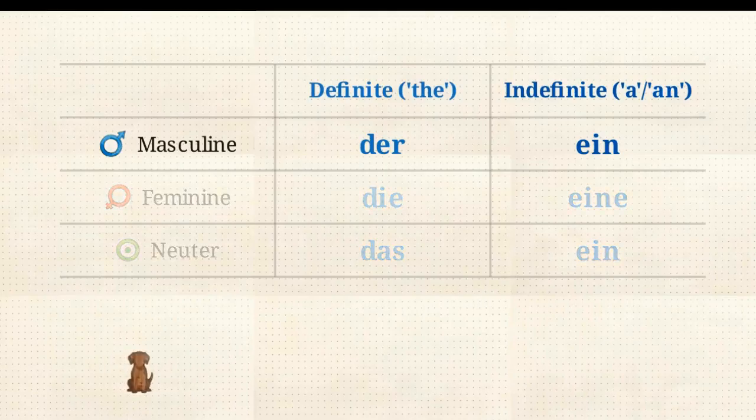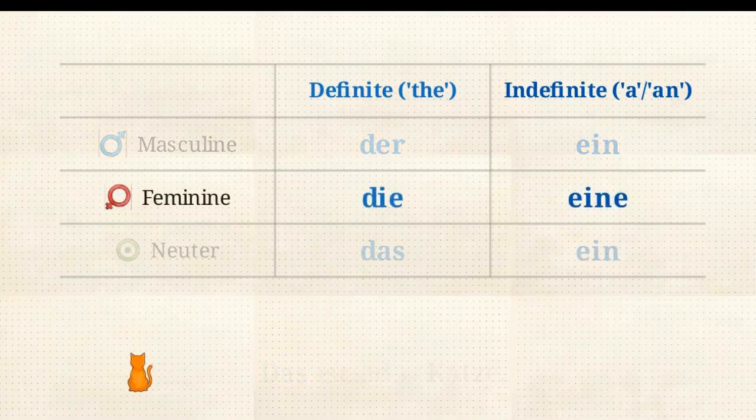If you want to introduce a new subject, like a dog, you use the indefinite article. Since Hund is masculine, the sentence is Das ist ein Hund. Once the subject is known, you shift to the definite article. To say the dog is big, you swap ein for der. The sentence becomes Der Hund ist groß.